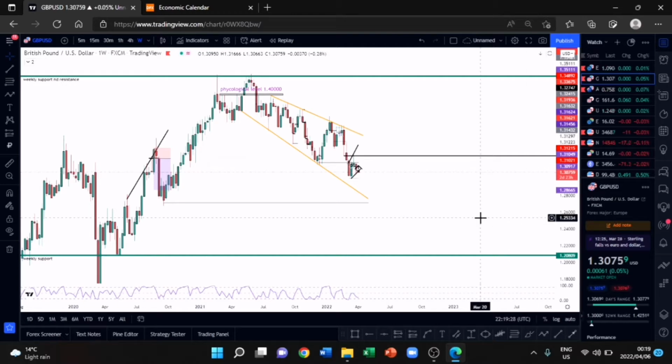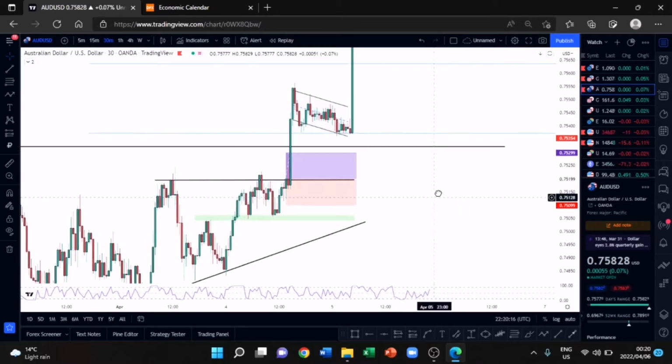So in today's setup, I'm not sure if you guys have seen it on my Instagram story, but I did take a win today on GBP USD, and I just want to take you guys through the setup. Just before we get into that, I just want to show you guys something.